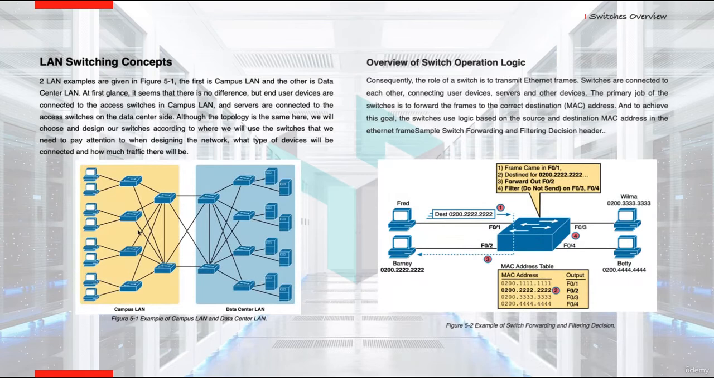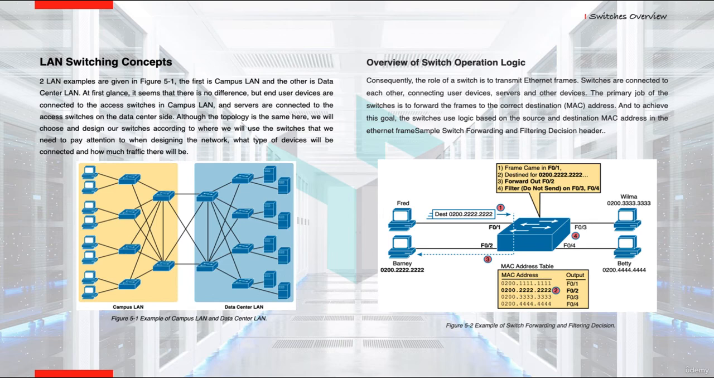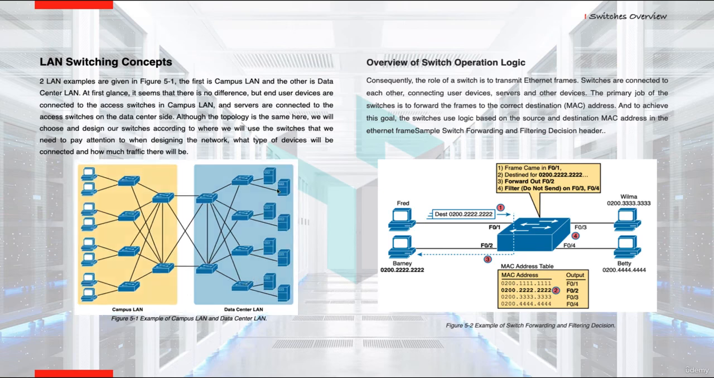As you can see here, we have one yellow network and one blue network. The blue side has the data center local area network, and on the yellow side we have the campus local area network. One important issue we must pay attention to when designing our networks is how much traffic there will be and what kind of devices we will connect to our switches. We will choose their models and capacities according to the type and traffic of the devices that we will connect to our switch. Here on the blue side there are servers, and on the yellow side there are end-user devices.